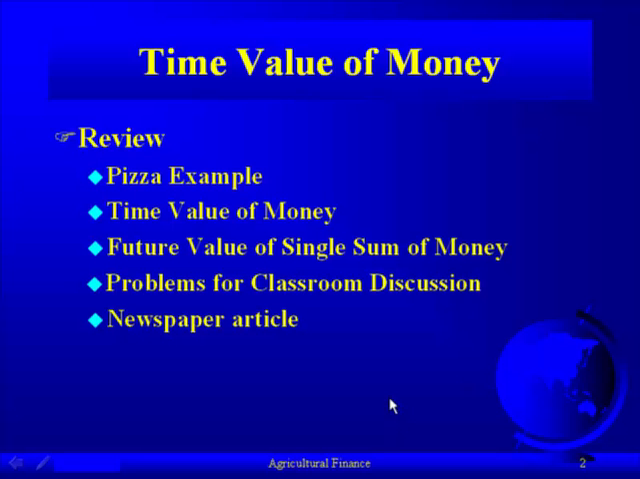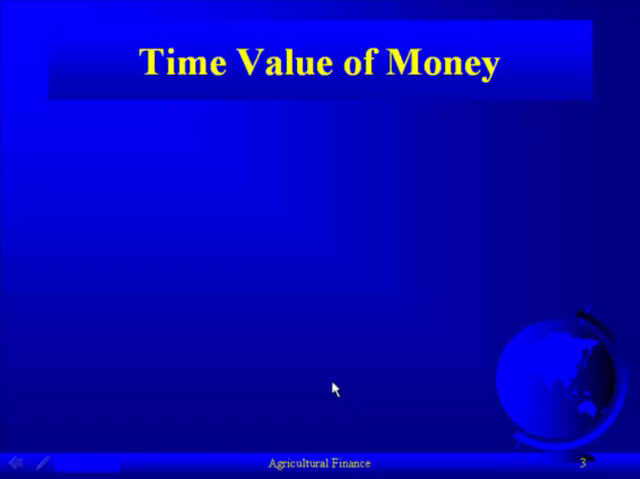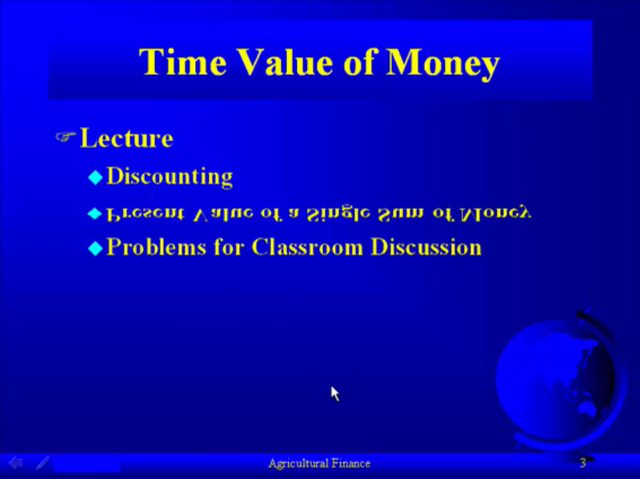We talked about the time value of money. We spent some time on the future value of a single sum of money and worked it out in different ways, and finished with showing the importance of compound interest. In this lecture now, we're going to talk about discounting.